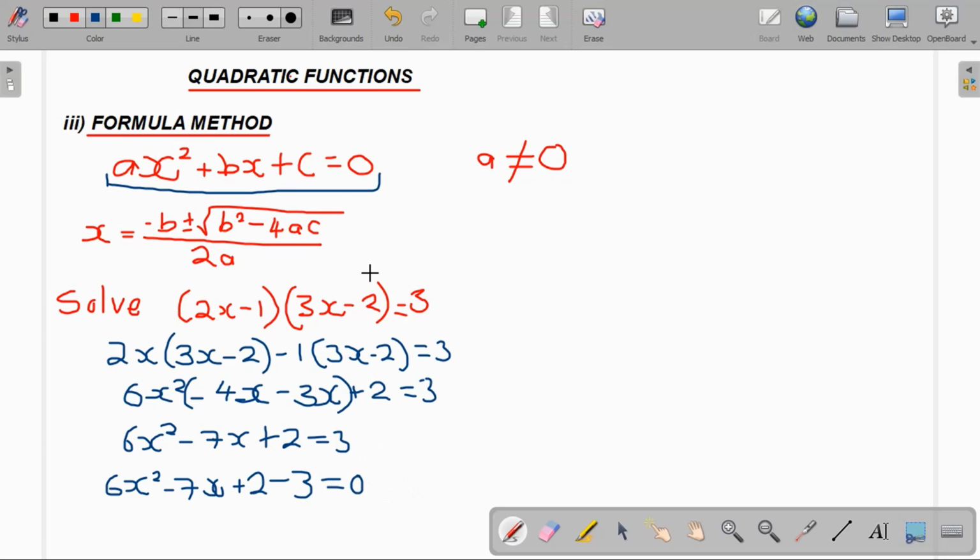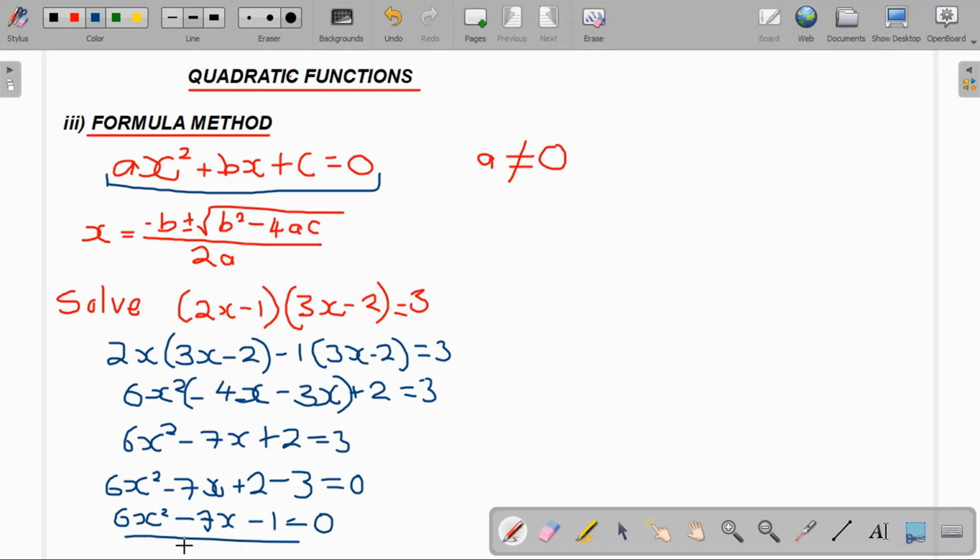So there's a 0 here, there have to be 0 here, equals 0. And then from there we can add these two or subtract. So it will give us 6x squared minus 7x, and then minus 1 equals 0. So that's what it has given us.